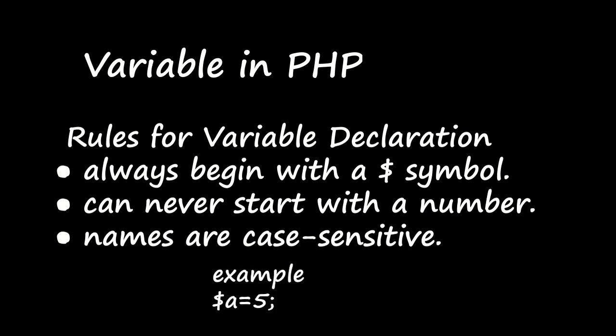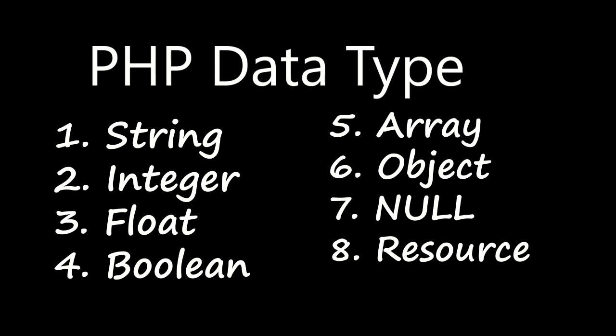$A is equal to 5, and it ends with a semicolon. In the same way, $B is equal to 10, and it ends with a semicolon. Okay, this is the example for a variable. We are assigning some value to a variable, so the name cannot be a number. If you give small a is equal to 5, and you type capital A, that will be different. So this is case sensitive, the variable cannot start with a number, and it always starts with the dollar symbol.